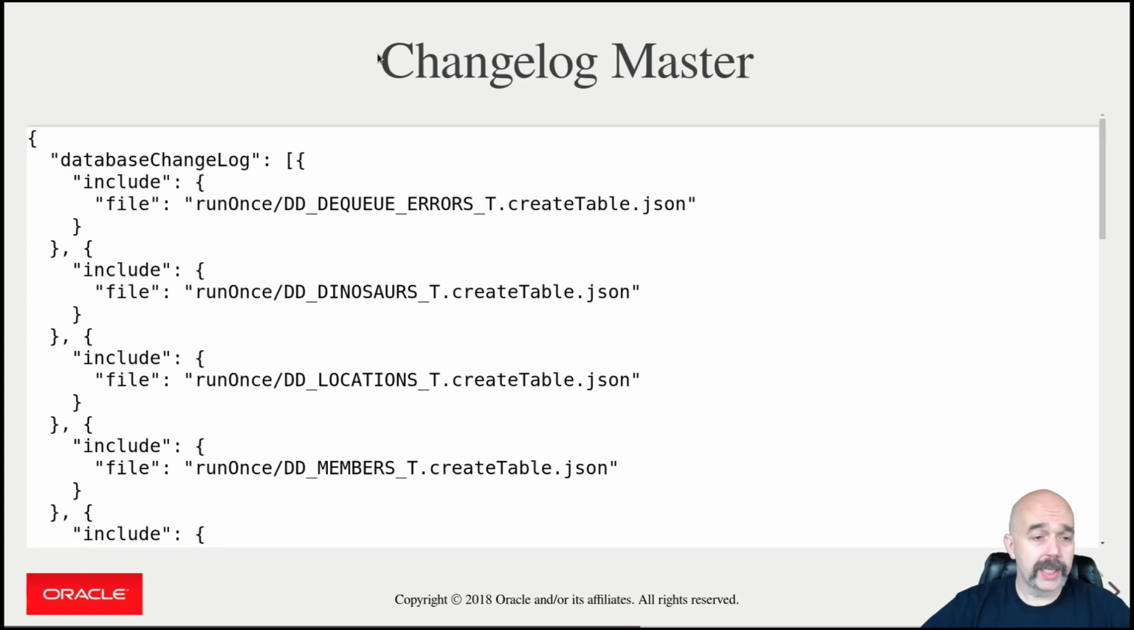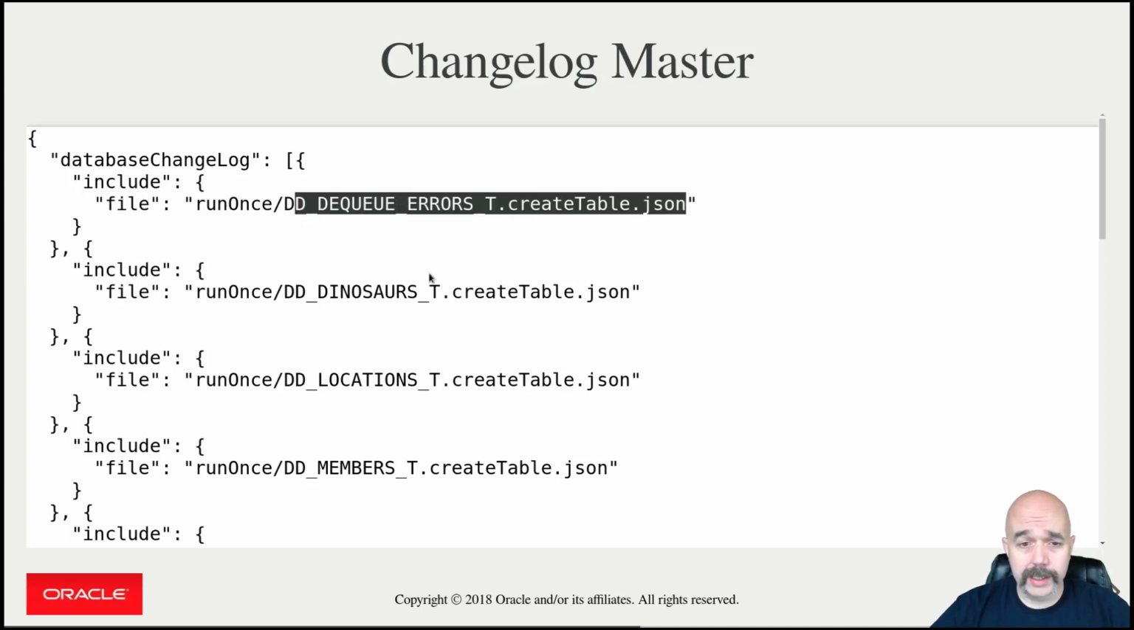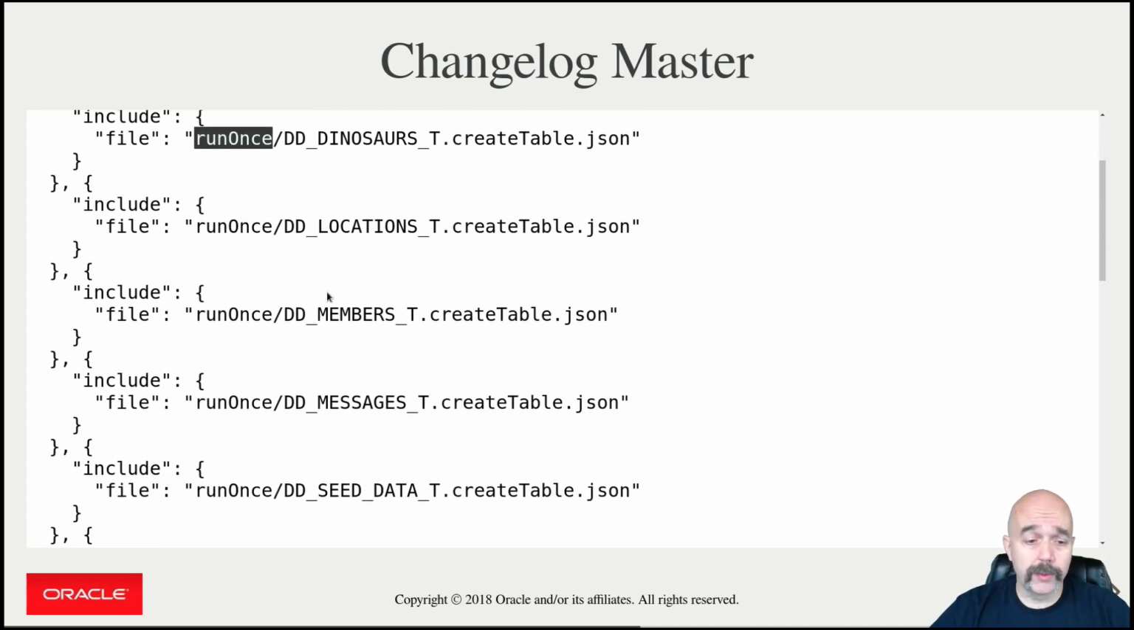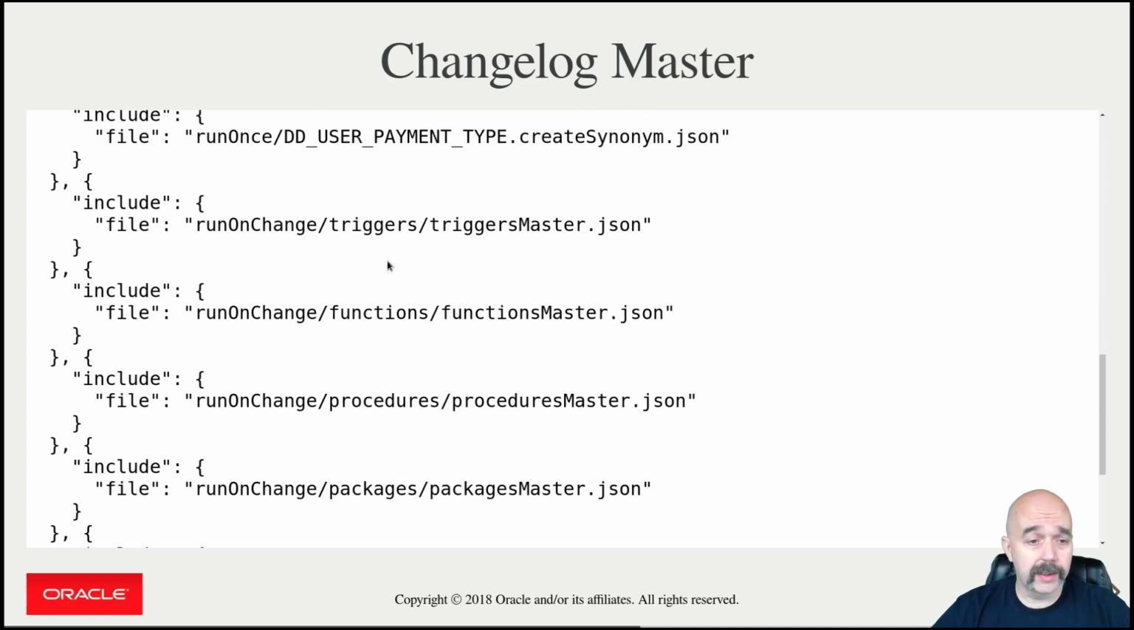Now, I mentioned that these change sets are all run using a changelog master, similar to the way the scripts run. Here I'm just saying include this file, and this file will create a table, and so forth. Notice here I have a directory called run once. If we get down here a little ways, you'll see I have another directory called run on change. So a couple different options with Liquibase.